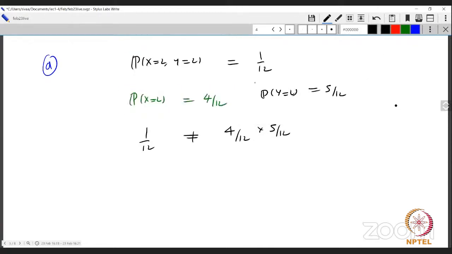Let's make this green. So green had to be equal to the blue. But unfortunately, blue is 1 over 12 and green is 4 into 5 over 12. So not the same. So they're not independent. Therefore, x and y are not independent. Very nice.